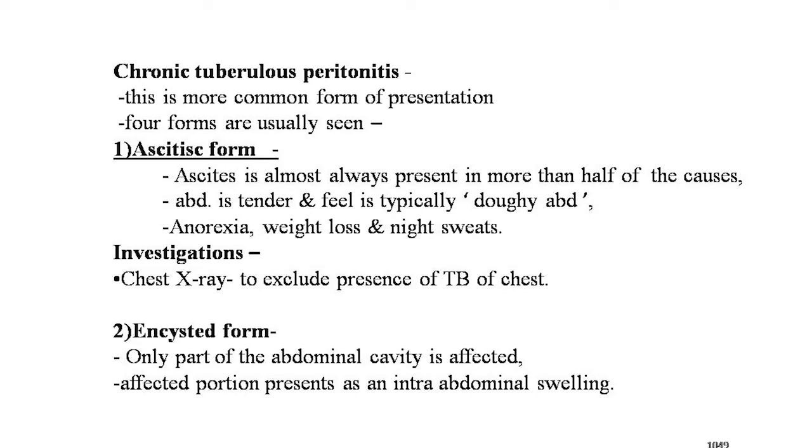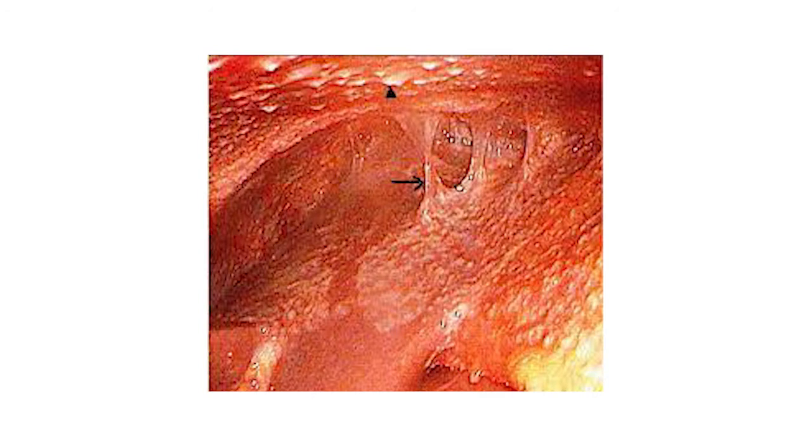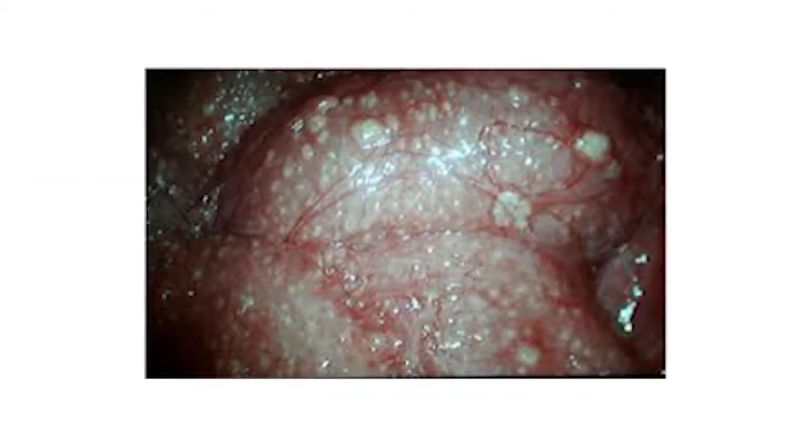Second form is the encysted form. Only part of the abdominal cavity is affected. The affected portion presents as an intra-abdominal swelling. Here is another image of the tuberculous abdomen. Bands with the viscera are clearly seen. Adhesions. This is another typical picture of the tuberculous viscera in the abdomen.